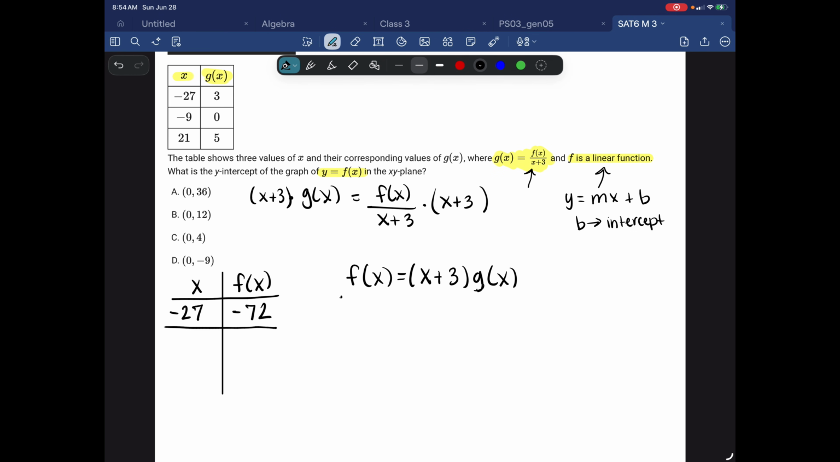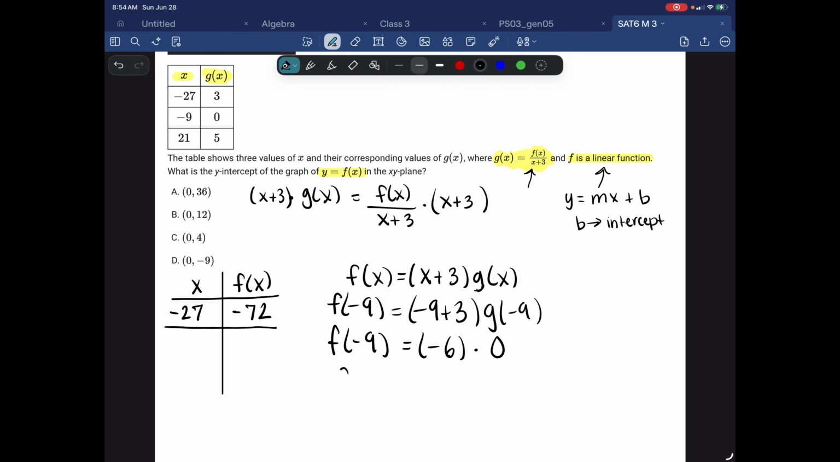So we have f of negative 9 equals negative 9 plus 3 times g of negative 9. So we have f of negative 9 equals negative 6 times g of negative 9. G of negative 9 is 0. So we have f of negative 9 equals negative 6 times 0, which is 0. So our second point for f of x is negative 9, 0.